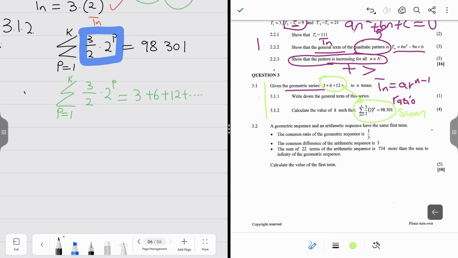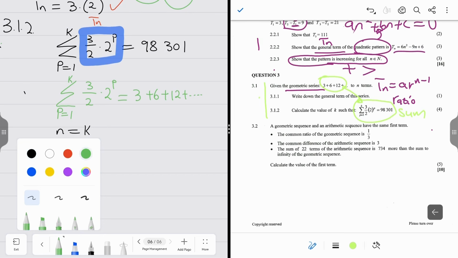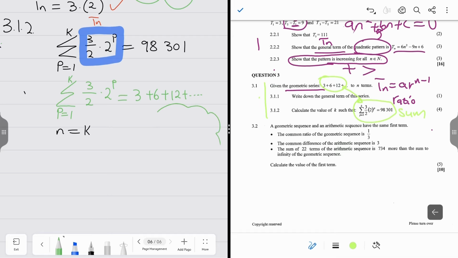After that, you can look at what you have. In this case, you can just say your n is the same as your k. So instead of using the word k, you can use n. Because we're talking about the sum, the formula you are going to use is the formula for the sum. That formula is always in your formula sheet, you just have to know which formula to use.